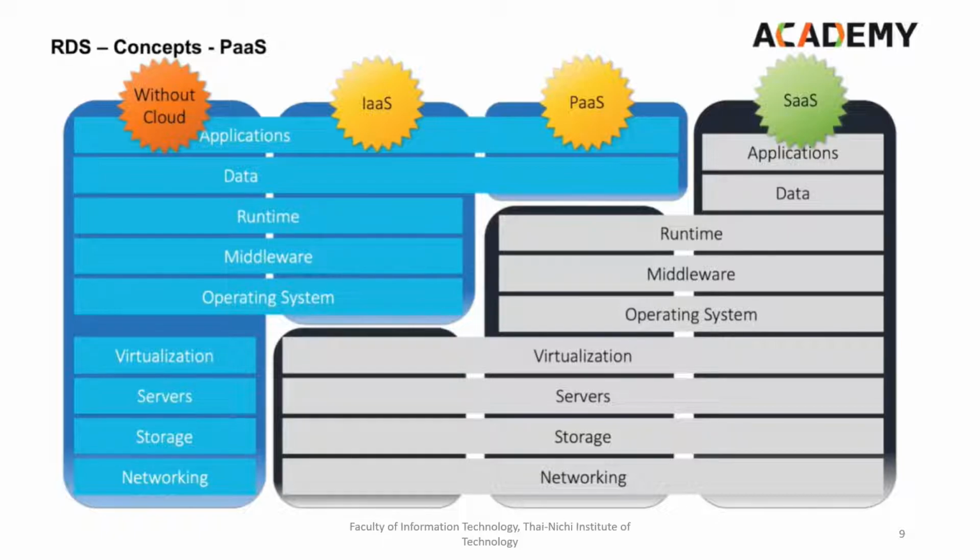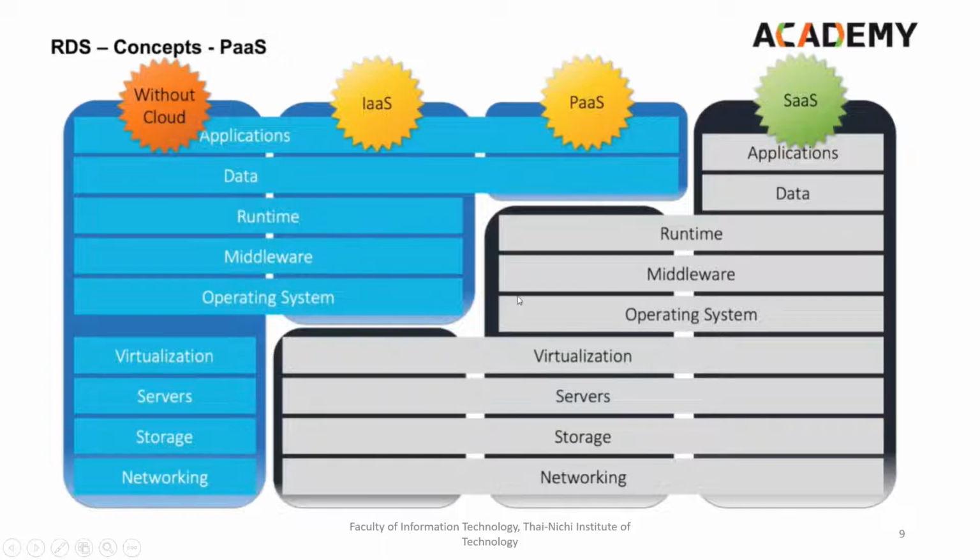Now in the earlier slide I mentioned that this RDS will come under PaaS, that is platform as a service. In the previous infrastructure as a service, we saw ECS and OSS, that is the Elastic Compute Service and Object Storage Service. Those come under infrastructure as a service, where the networking, storage, servers and virtualization are all done automatically. We need to install only the operating system, middleware, runtime, data and applications.